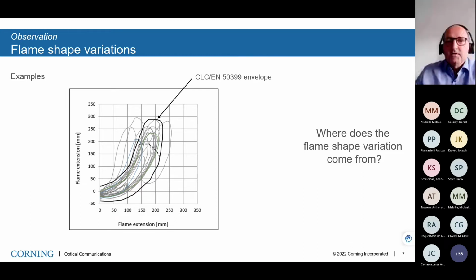So the question is, where does the flame shape variation come from? The flame shape is mainly determined by the burner design and the gas mixture, whereby the gas supply system, like the gas pipes and mass flow controller for propane and air, can also play a role. It is assumed that these 3 factors influence the flame shape and could lead to the flame shape variation seen in this plot. Therefore, one of the next steps was to investigate parameter settings for burner and gas mixture in order to better understand the impact on the flame shape.